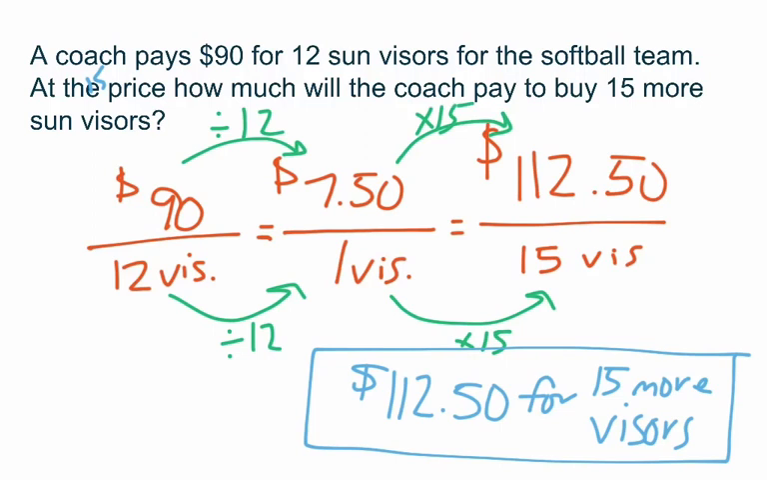All right, so I got an answer of $112.50 for 15 more visors. I took our original rate of $90 for 12 visors and divided by 12 to find that it's $7.50 for one visor. I then took that and multiplied by 15, and I got my $112.50 for 15 more visors.